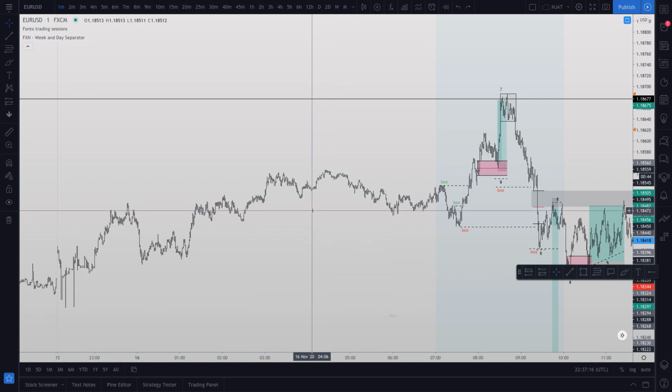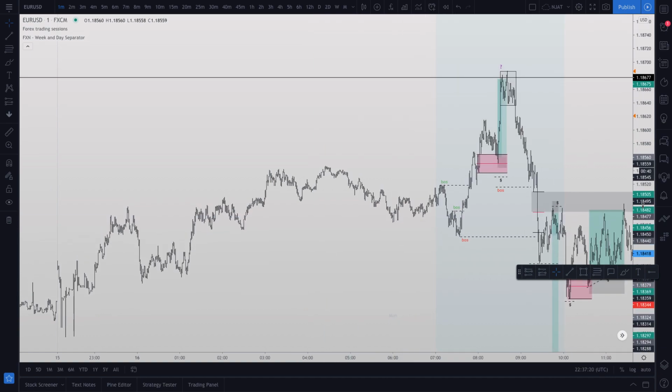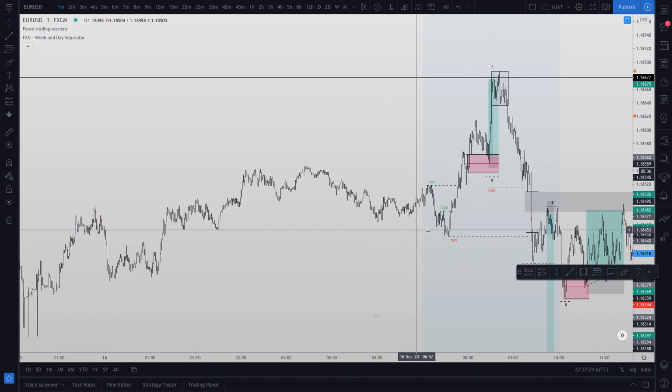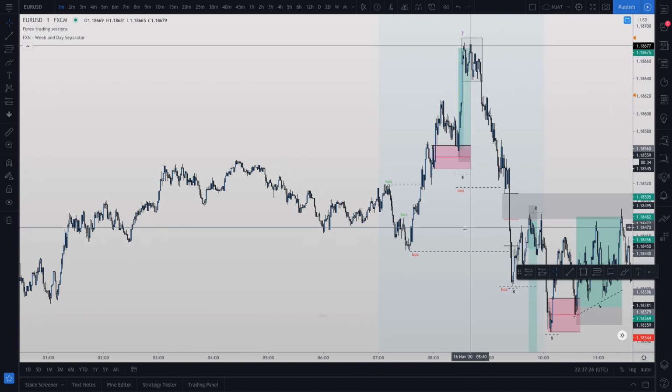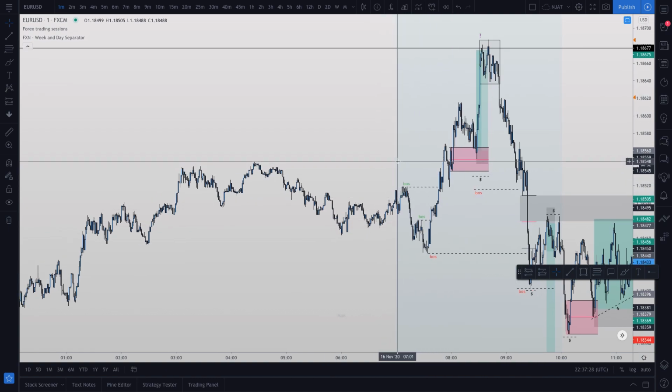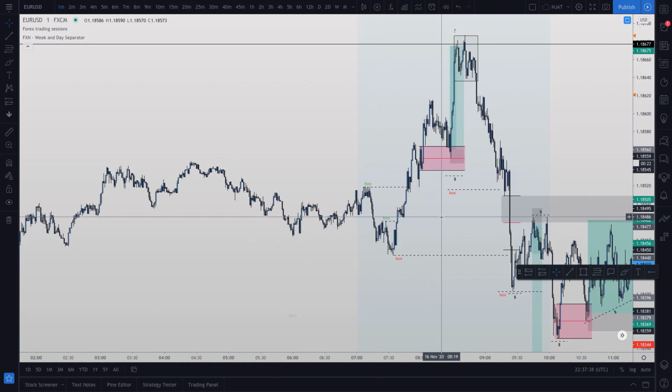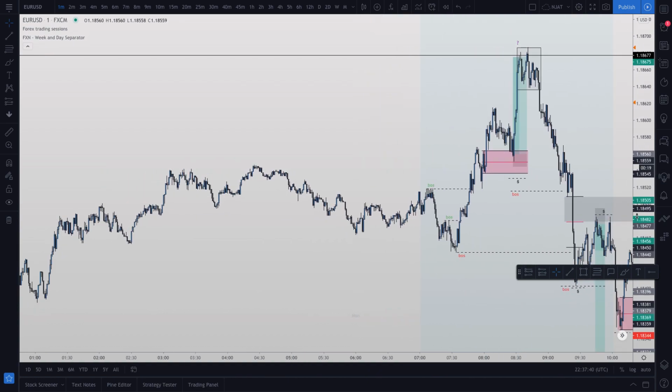So let's get straight into it. We had our market open up on Sunday. The market traded through into London session, so that's what you see marked out with this blue background. Essentially, that is 7 o'clock till 10 o'clock UK time, and that's just showing the London session.